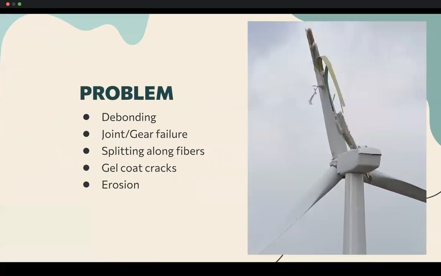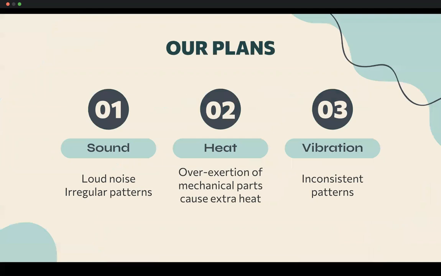So when we were approaching this project, we first had to identify common problems that wind turbines face. We did our research and found out that debonding, gear failure, splitting along the fibers, and damage on the blades were common issues. Then we tried to look at indicators on how these problems could affect the operation of these turbines. At the end, for our plan, we decided to monitor sound, heat, and vibration profiles of the wind turbines.